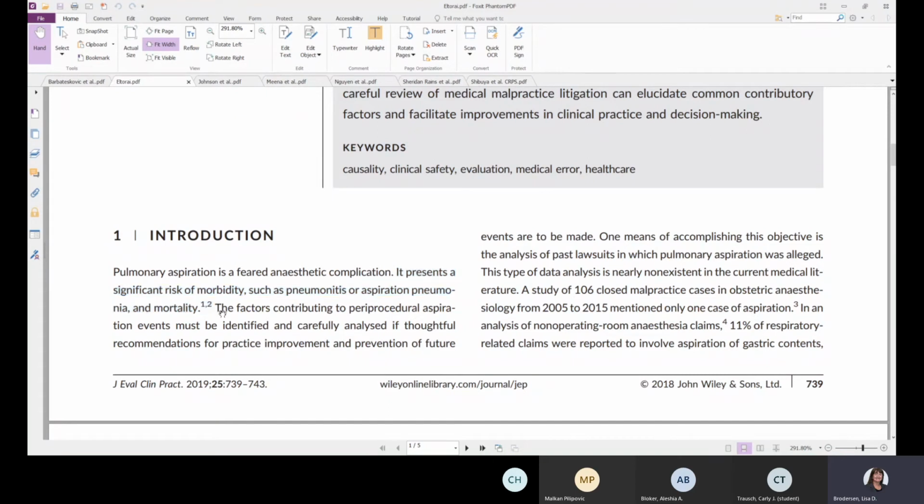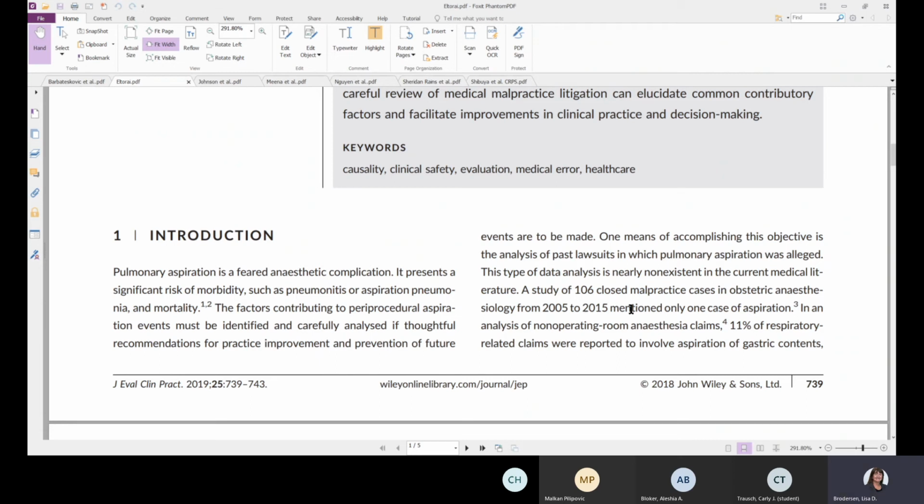Okay. Then in the third sentence, they go on to risk factors that contribute to paraprocedural aspiration events, making the claim that it's important to identify them so that they can be prevented. And then they make a few more claims that don't warrant source citation. And then they start to build the reader up for the issue of lawsuits. And then they go into what's known about that problem, citing a study of 106 closed malpractice cases.